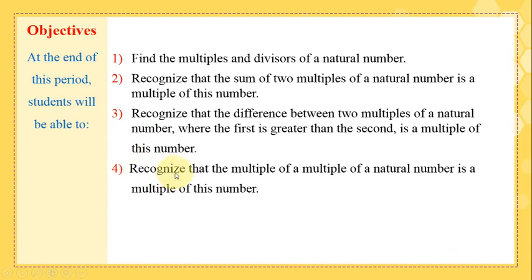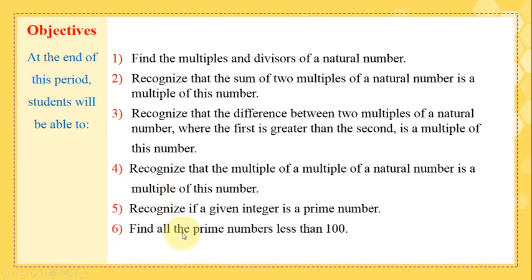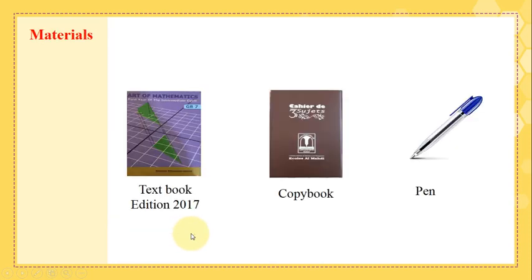Recognize that the multiple of a multiple of a natural number is a multiple of this number. Recognize if a given integer is a prime number. Find all the prime numbers less than 100. Materials you will use: your textbook, your copybook, and a pen.